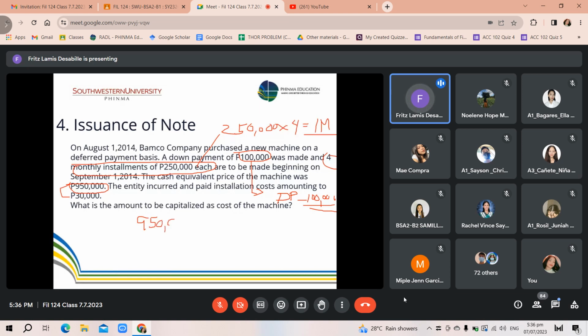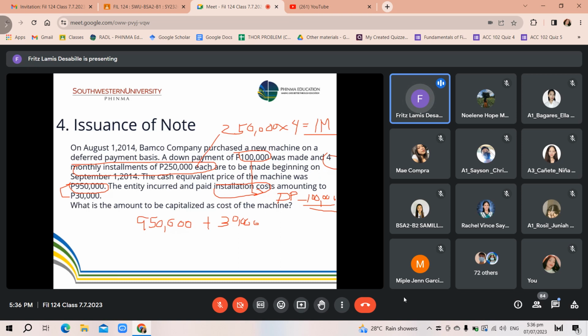So question, what else do we have to capitalize? We also have to capitalize the installation cost of 30,000, no? Going back, guys, from what we have discussed last week, our measurement basis of property, plant, and equipment, listen to me carefully, is cost plus directly attributable cost, no? Which installation cost is part of. It is a directly attributable cost.